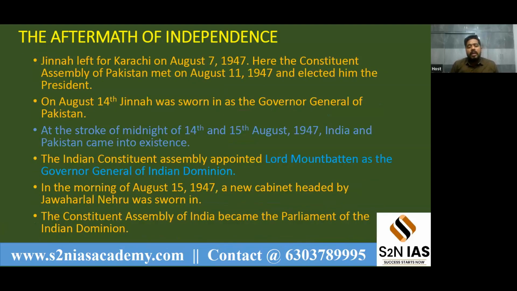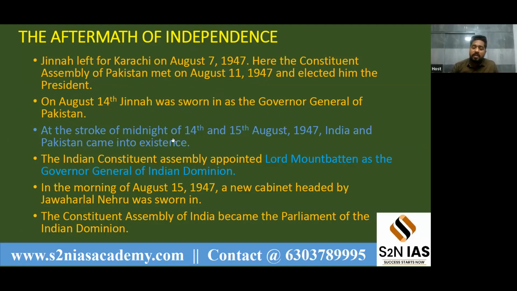And the aftermath of independence: at the time of independence, in the month of August 1947, Jinnah left for Karachi. There is no business for Jinnah in New Delhi because he achieved what he wanted. So he left for Karachi on 7th August 1947. And the Pakistan National Assembly met on August 11th, 1947 and elected him as the president. On 14th, Jinnah was sworn in as the Governor General of Pakistan.